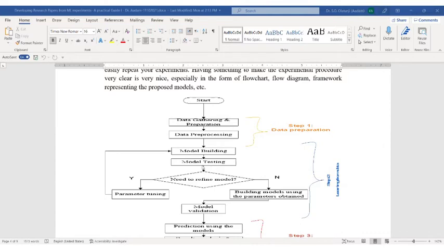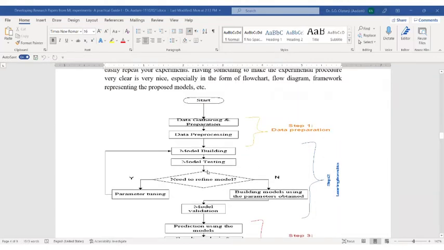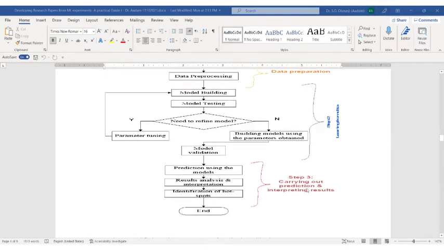For example, in this main model building, I build the model, I test the model, then I move further to check if there's a need for me to refine the parameters. If yes, go back here. If no, then continue down. Build the final model, model validation, prediction using the model, result analysis and interpretation, identification of hotspots, and then the end. So this really breaks down your work into very clear steps. This is the data preparation stage, this is the learning from data stage, and this is the stage where we carry out prediction and interpret the result.